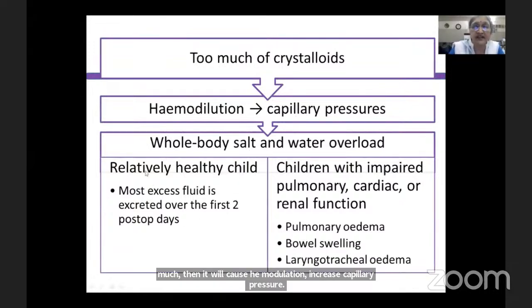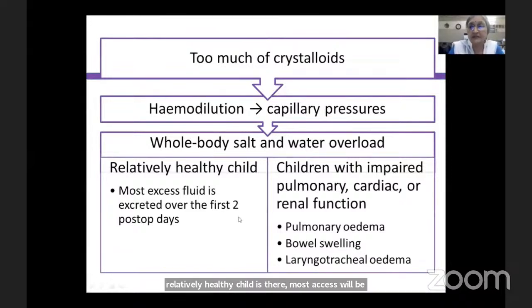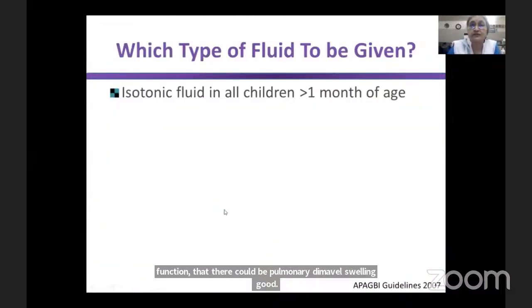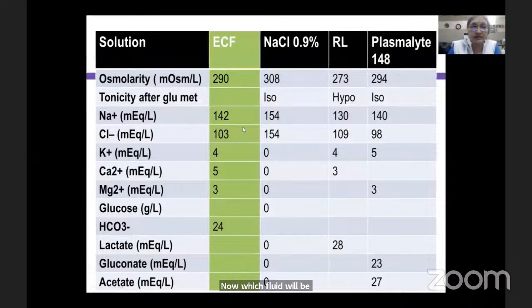Now, if a relatively healthy child is there, most excess will be excreted over the next post-op 2 days. But if the child has impaired pulmonary, cardiac, or renal function, then there could be pulmonary edema, bowel swelling, and laryngotracheal edema. Now, which fluid will be given? Isotonic fluid in all these children.